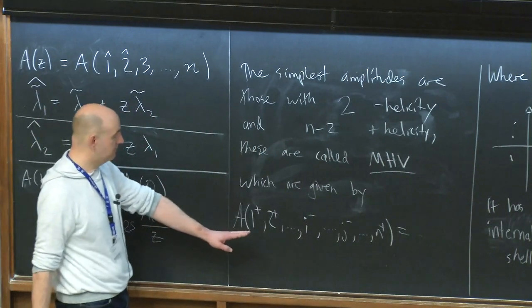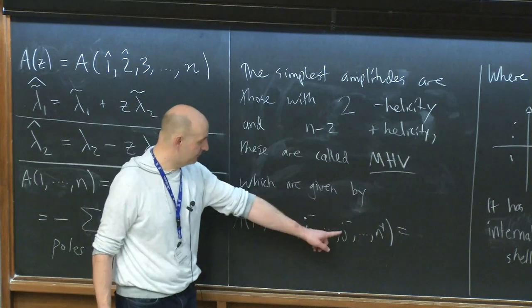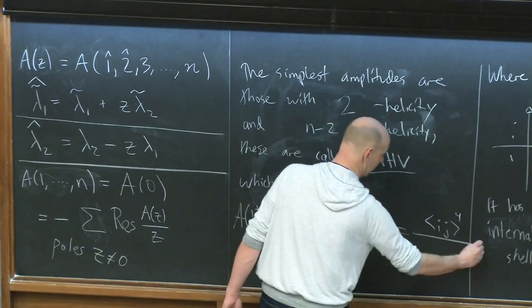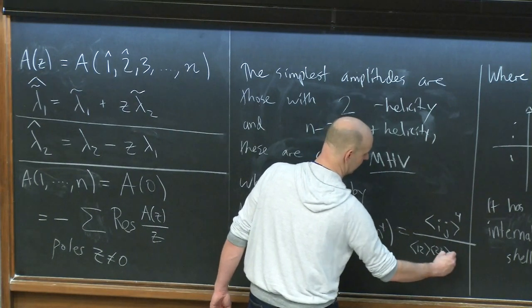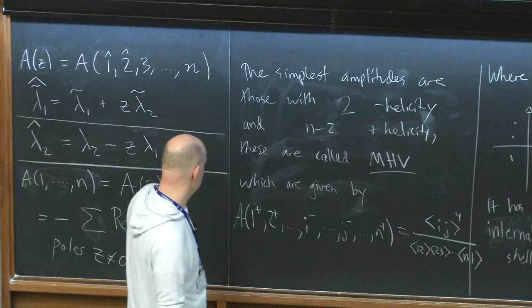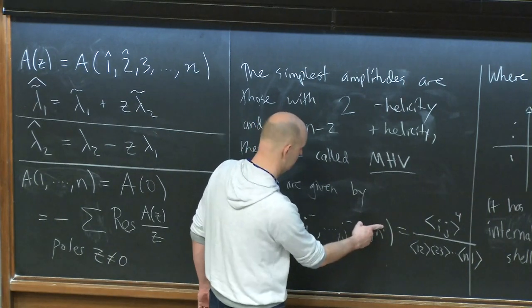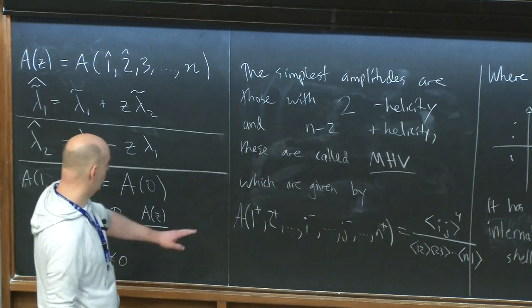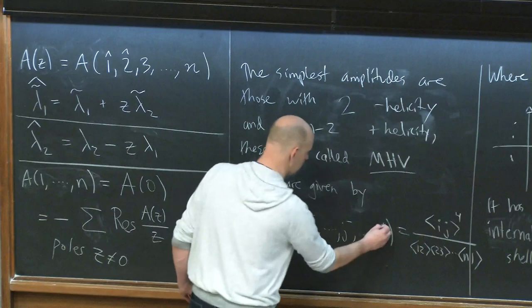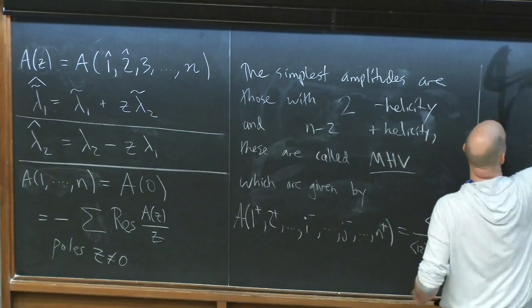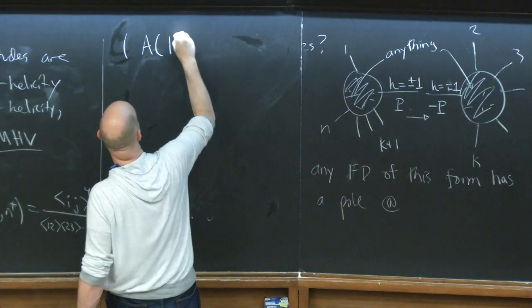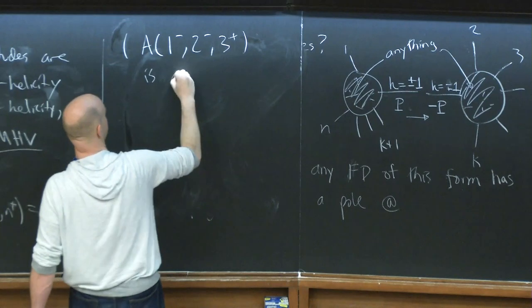If you tell me that you have n particles, all of which have positive helicity, except for i and j that have negative helicity, then the answer is really simple. It's ⟨ij⟩ to the power 4 over the cyclic product, ⟨12⟩⟨23⟩ up to ⟨n1⟩. No, this should be n plus. These are all of them positive helicity except for i and j. The three particle amplitude we talked about last time is a special case of this.